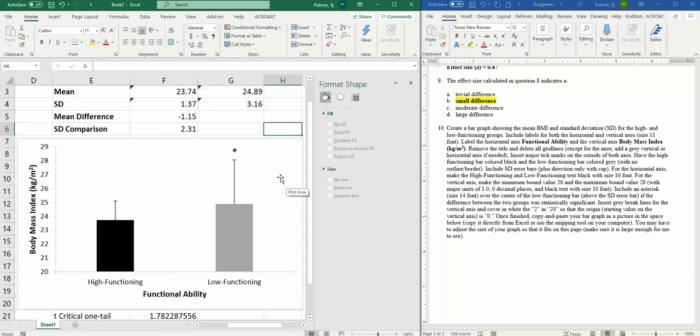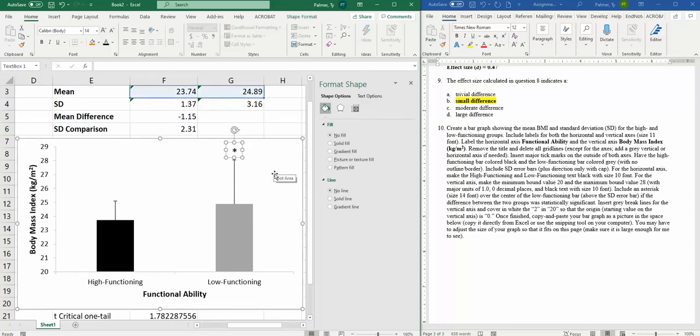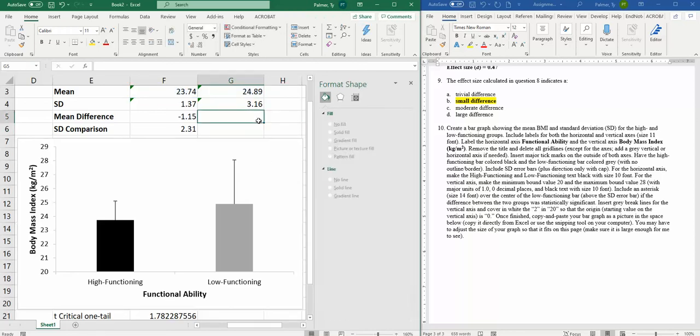However, again, in my example and my data, I don't have a statistically significant difference between the two groups, so I don't need to do this, so I'm going to delete it, because I didn't find a significant difference between my groups, so I don't need to show that in my graph. I don't need to show an asterisk in my graph because I didn't find a significant difference between my groups. Okay, let's move on.